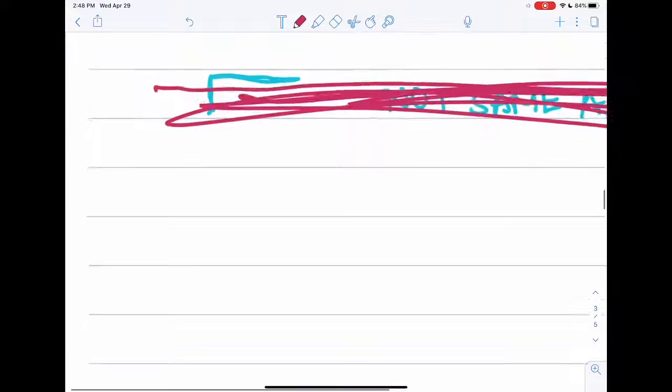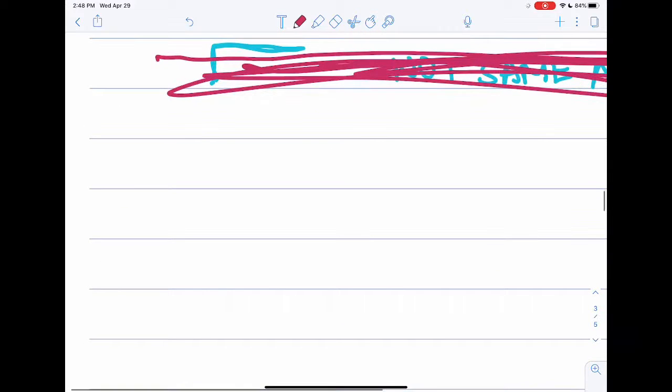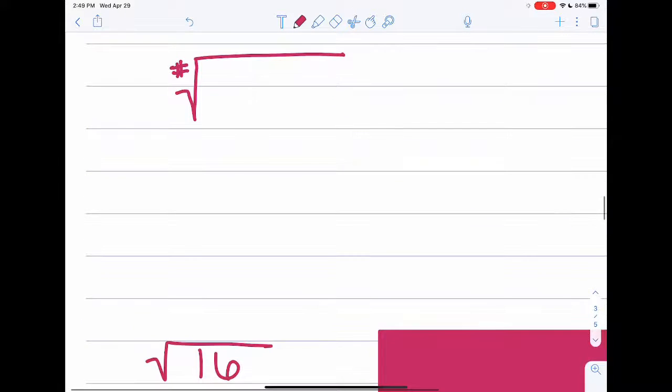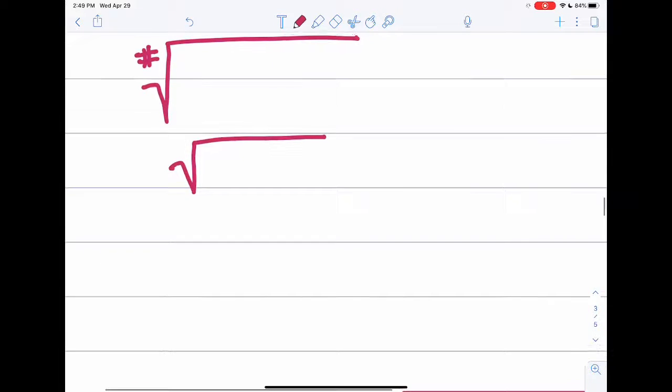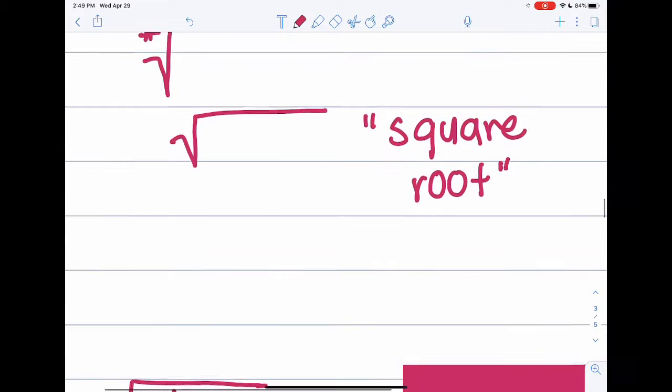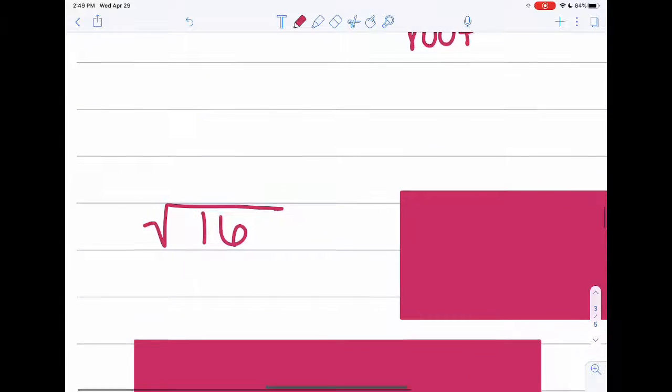And there's a special type of root symbol. Some root symbols have numbers here, above the little part that looks like a check mark, and that changes its meaning. But for right now, we're only going to be looking at this symbol with no number. And this is what we call a square root. Okay, so let's look at an example because it makes more sense.